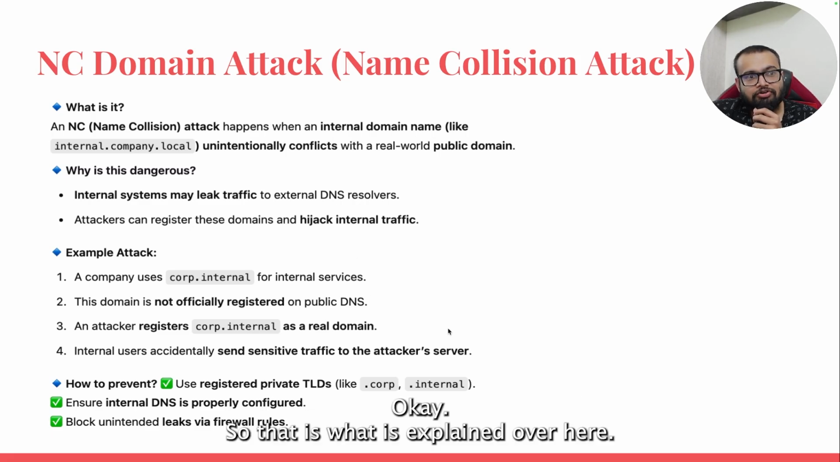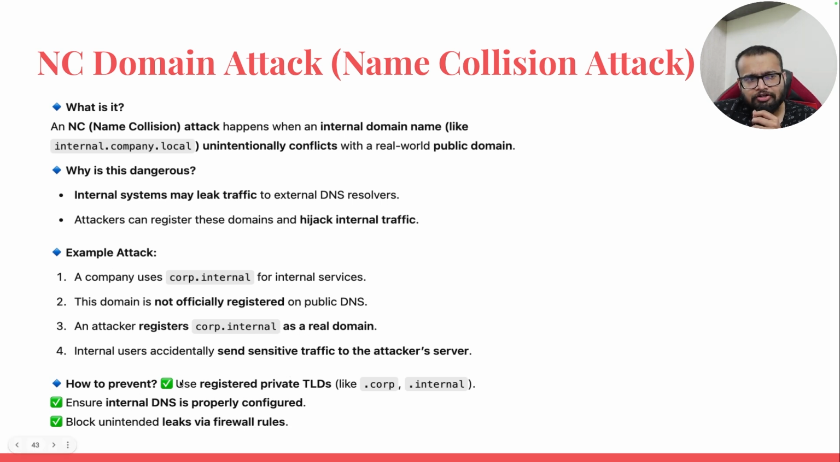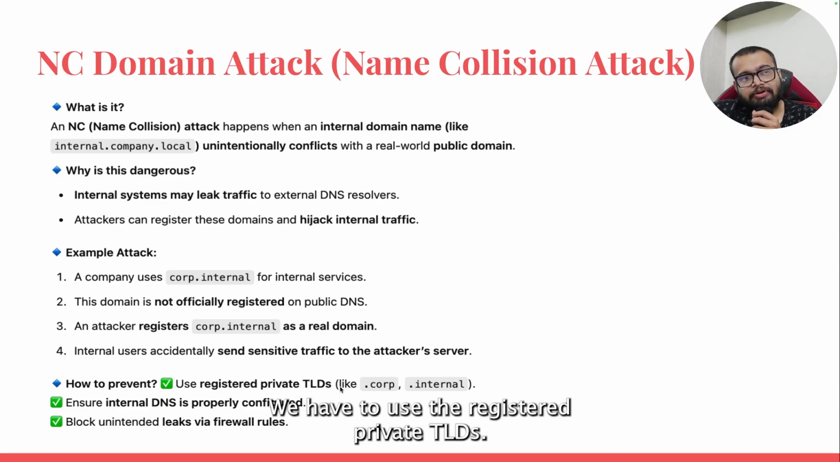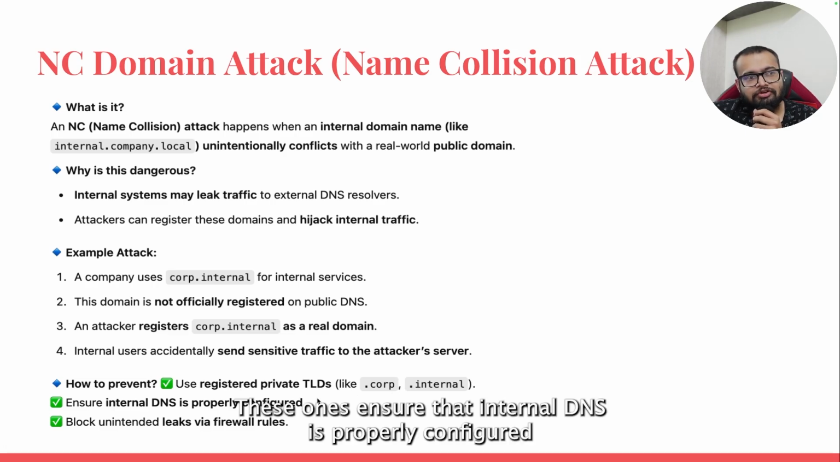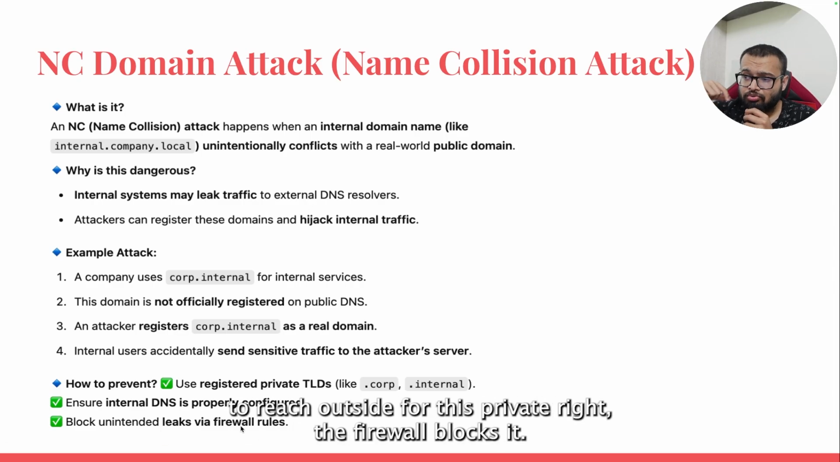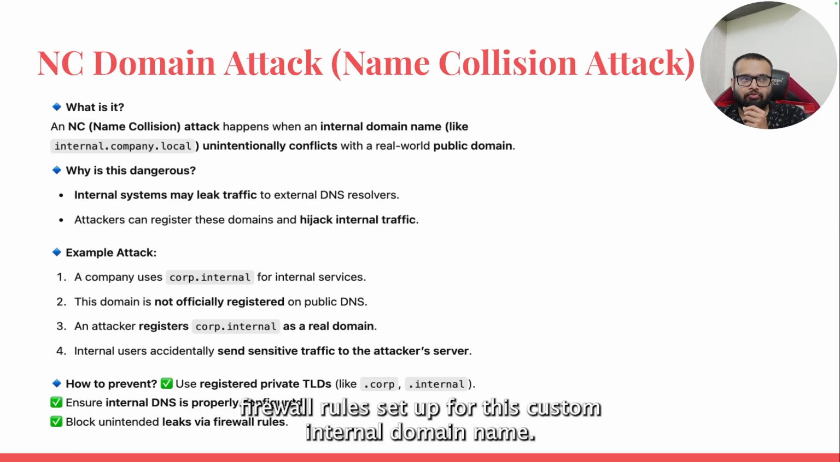Okay, so that's what is explained over here also of the example, like how this is being performed. How to prevent it? There are multiple ways of preventing it. We have to use the registered private TLDs. Ensure that internal DNS is properly configured, and we can block the unintended leaks via firewall rules, so that if someone tries to reach outside for this private, right, the firewall blocks it. So the company should have proper firewall rules set up for this custom internal domain name.